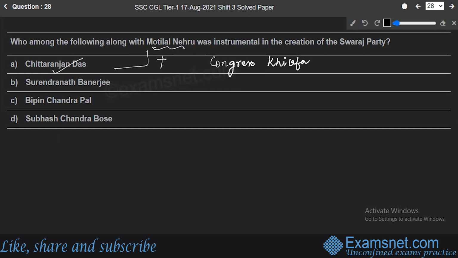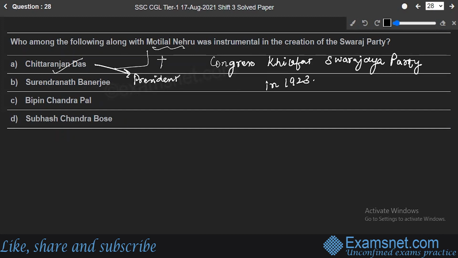Khilafat Swarajya Party in 1923. C.R. Das was its president and secretary was Motilal Nehru.